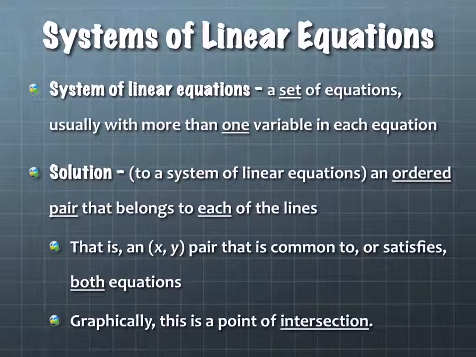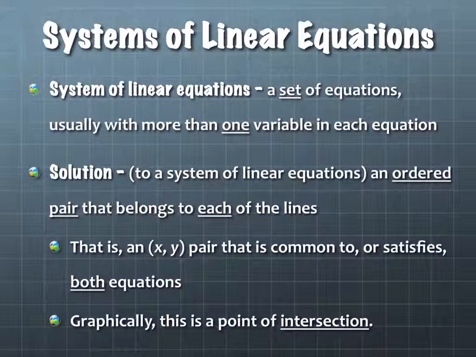All right, so systems of linear equations. A system of linear equations is a set of equations, usually with more than one variable in each equation. So they've usually got an x and a y in them for the ones we're going to be doing. A solution to that system of equations is an ordered pair that belongs to each of the lines.